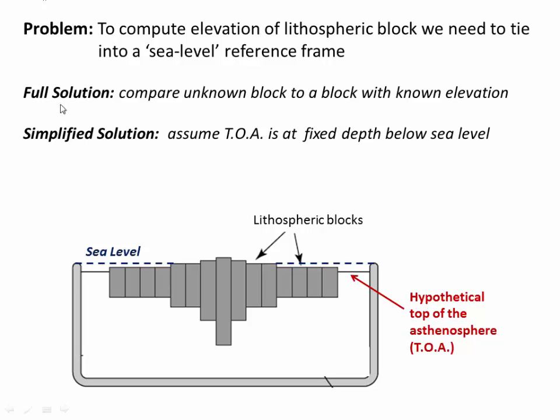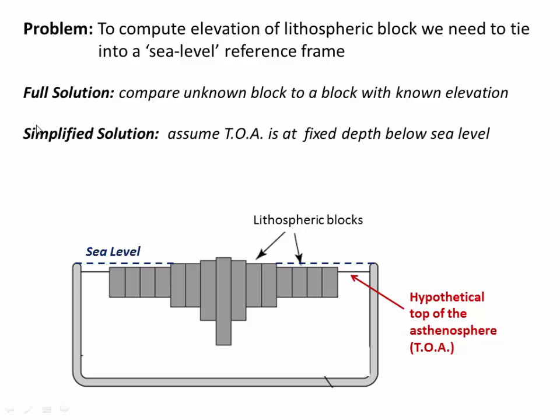So the full solution to doing this is to basically compare an unknown lithospheric block with another lithospheric block of a known elevation. And if you can balance those two blocks against each other, and one of them has a known surface elevation, then you can just compute the offset between the tops of the two blocks, and you've got the surface elevation of your unknown block.